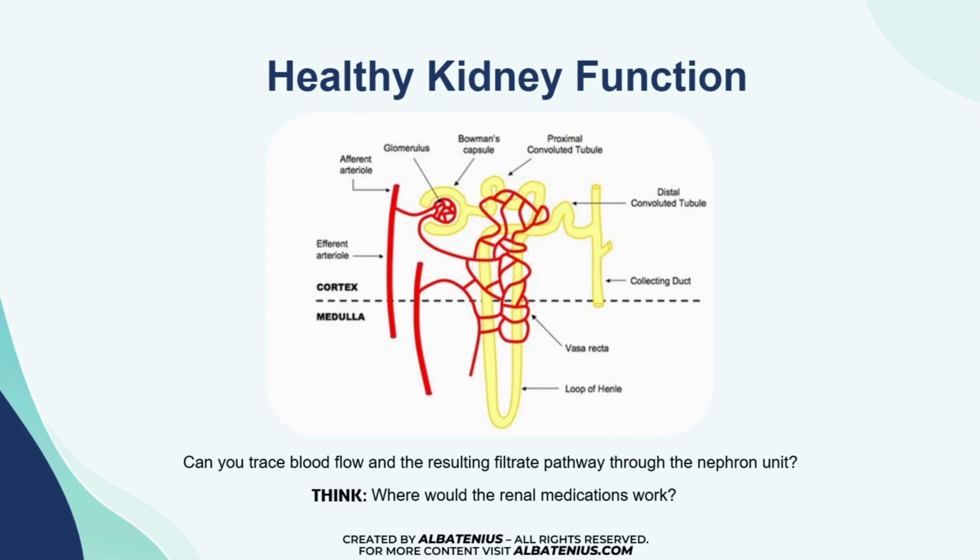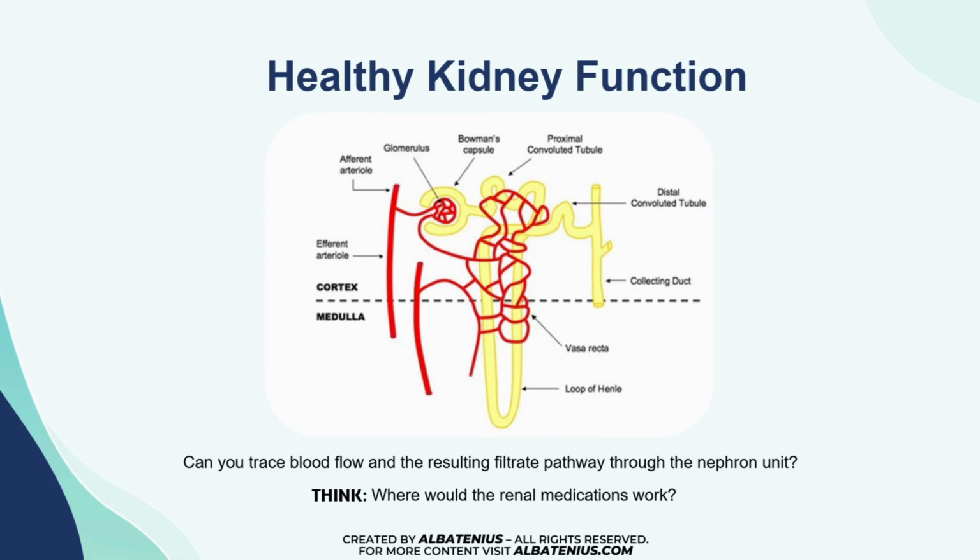But when we're thinking about where our renal medications work, understanding this anatomy is very important, and understanding the flow or the physiology is important as well. So I want you to think, as an exercise, how would you trace the blood flow through a nephron unit, and how would you also trace the flow of the filtrate that is produced in the nephron unit as well?